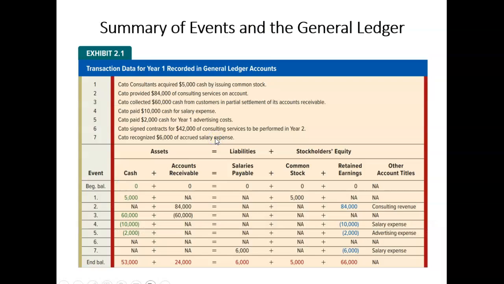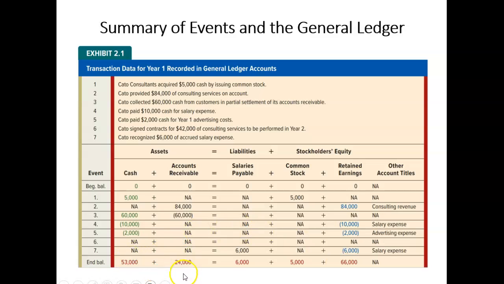All right. So now we have a summary of all of those transactions, 1 through 7. So now what the cash account shows is your ending cash balance. This shows the amount that is still owed to us from our client. They owe us $84,000. They paid us $60,000, so they still owe us $24,000. We owe $6,000 to our employee, or our instructor. Common stock is $5,000, and retained earnings has an ending balance of $66,000.